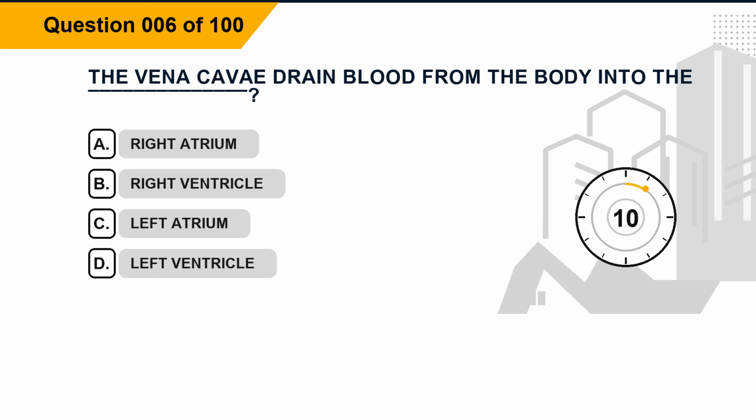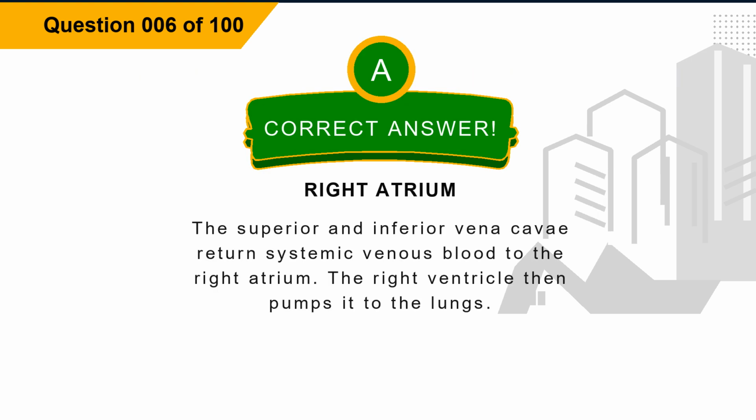Question 6. The vena cava drain blood from the body into the blank? Option A, right atrium. Option B, right ventricle. Option C, left atrium. Option D, left ventricle. The correct answer is option A, right atrium. Explanation. The superior and inferior vena cava return systemic venous blood to the right atrium. The right ventricle then pumps it to the lungs.